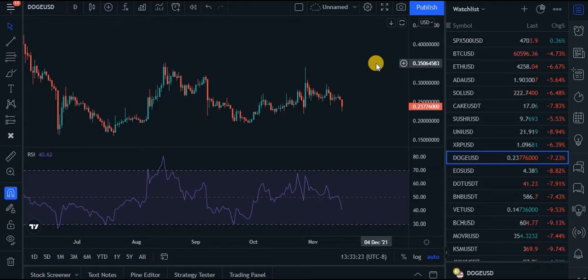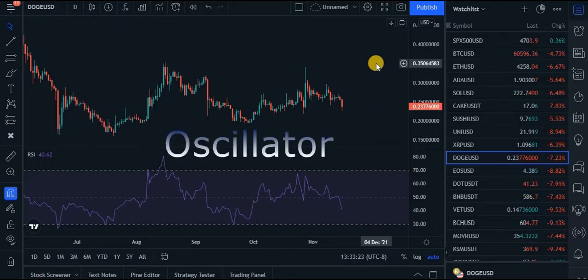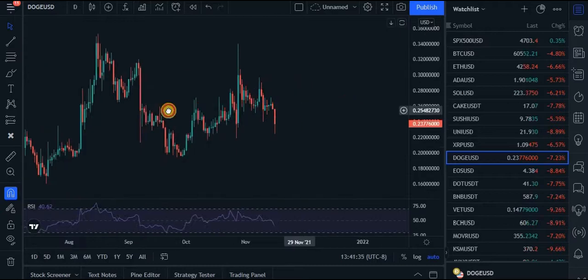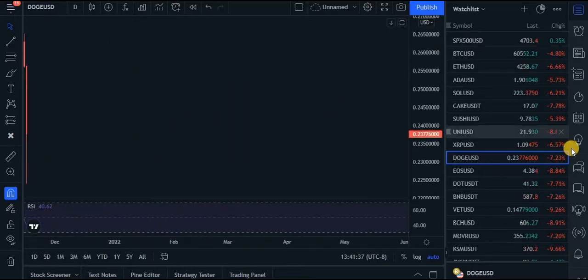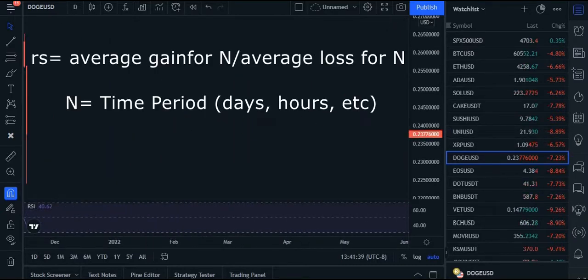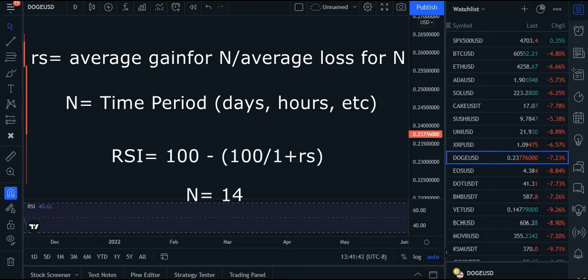It does that by calculating some metrics and then draws a graph in a separate window. We call that graph an oscillator in general. Now, what's the calculation and what does it imply? It's basically a percentage of price average gain divided by price average loss in a specific period. The default period is 14.